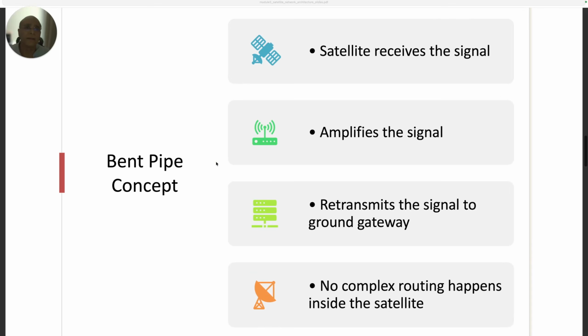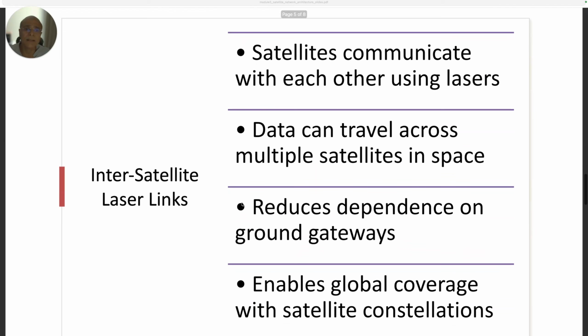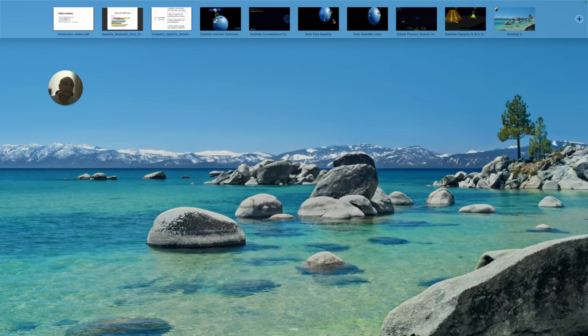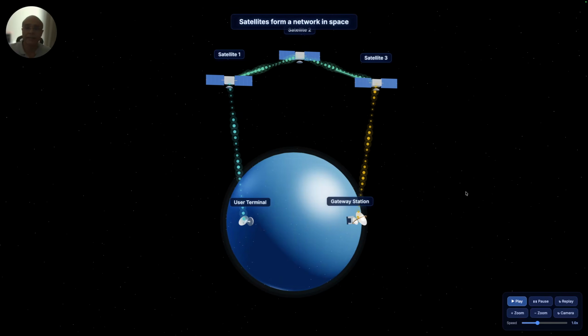Then we have the inter-satellite laser links. Satellites communicate with each other using laser links. Data can travel across multiple satellites in space, which reduces dependency on ground gateways and enables global coverage with satellite constellations. Now, these are the inter-satellite links, friends.